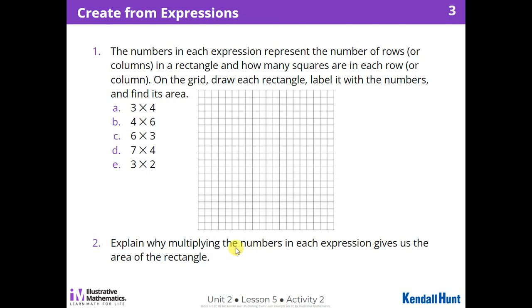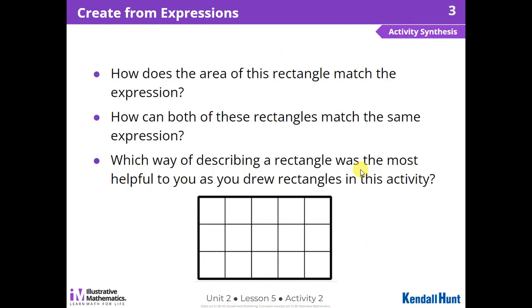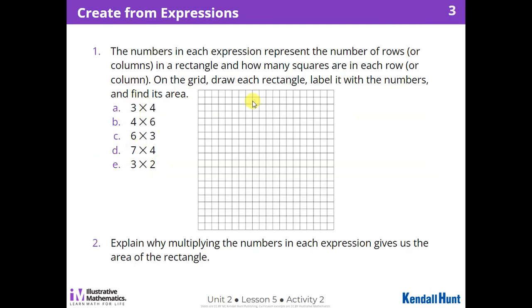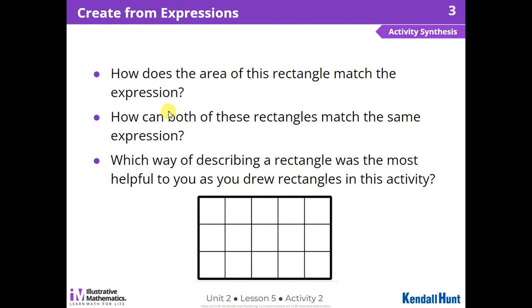Explain why multiplying the numbers in the expression gives us the area of the rectangle. So they have already explained it. Okay, here they have to justify, for example, which color they are using. If they have 3 times 4, they have created a rectangle. So why do you think this is the right rectangle? How can they justify it? I think it will be a tough task for virtual, so we have to be very selective in how we ask for reasoning.